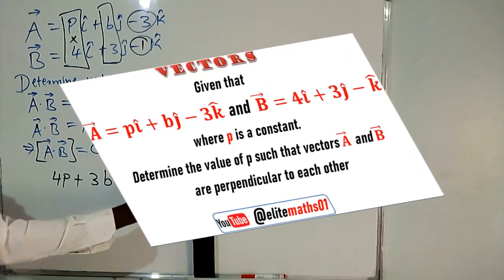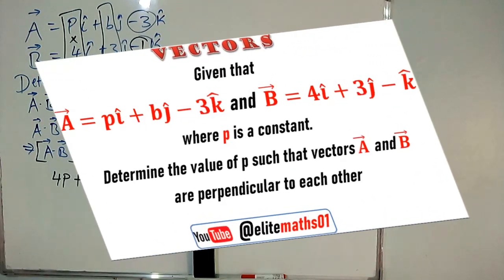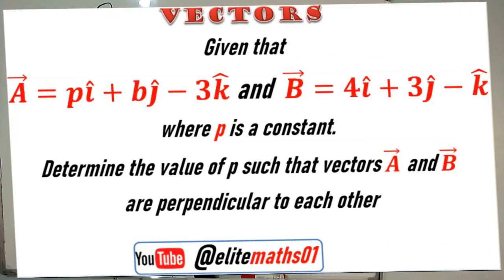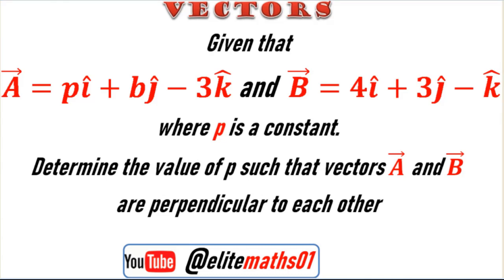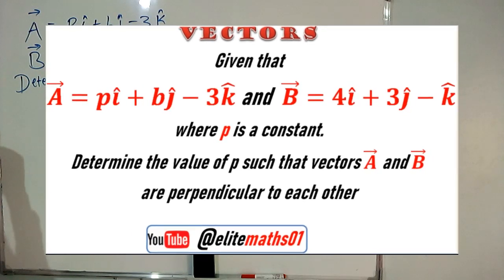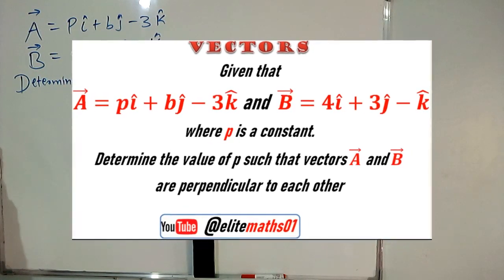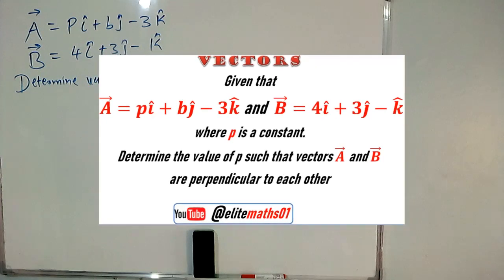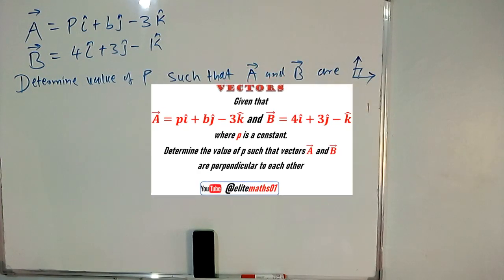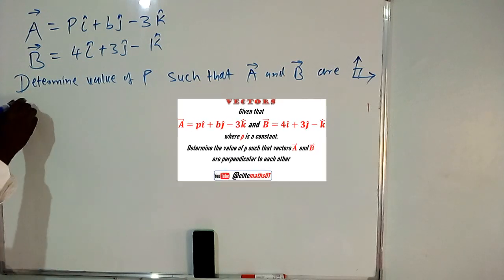Given that vector A is pi plus bj minus 3k, and vector B is 4i plus 3j minus k, where p is a constant, determine the value of p such that vectors A and B are perpendicular to each other. That is a very simple concept in vectors. You can remember a case of vector dot products.